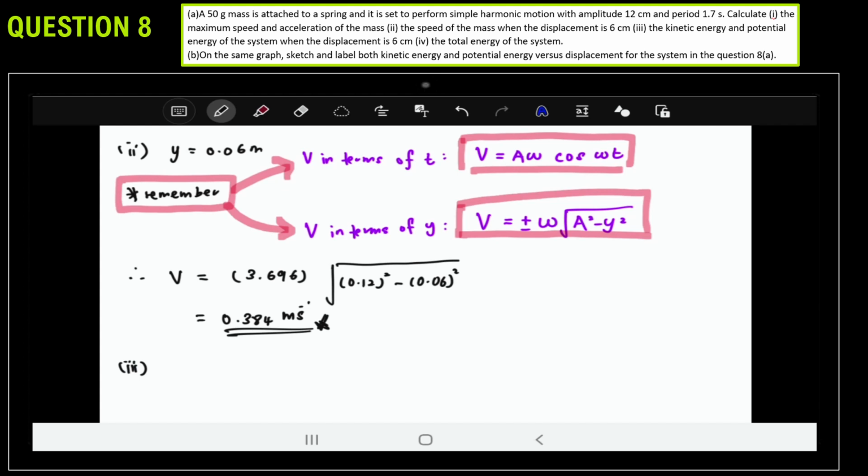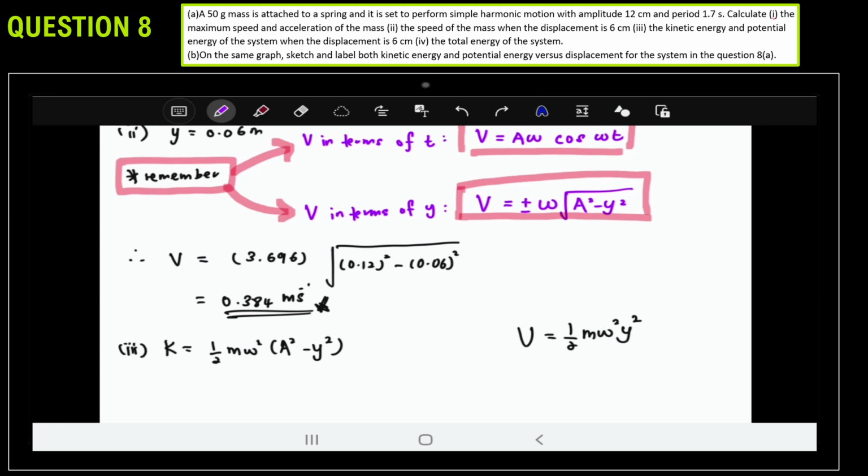Okay, we have the equation of kinetic energy and also the equation of potential energy, where K is equal to half m omega squared (A squared minus y squared), and U is equal to half m omega squared y squared. So we can directly substitute all the values: the mass m, omega, the amplitude, and y, which is 0.06. Finally, the kinetic energy, remember the unit, is 3.69 times 10 to the power of negative 3 joule.